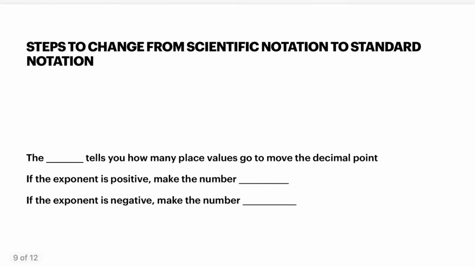So now we're going to work on some examples that make the number smaller. So we're going to start pretty easy. Let's do 3.35 times 10 to the negative first. So once again, the exponent tells you how many place values to move. And then if the exponent is negative, which it is in this case now, it's -1, we are going to make the number smaller.